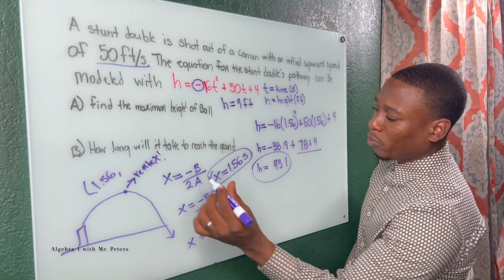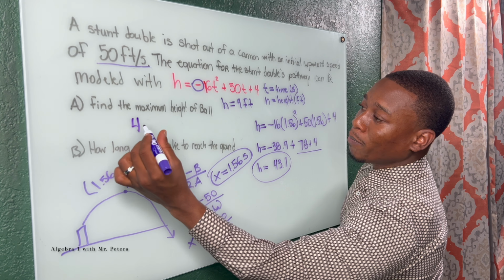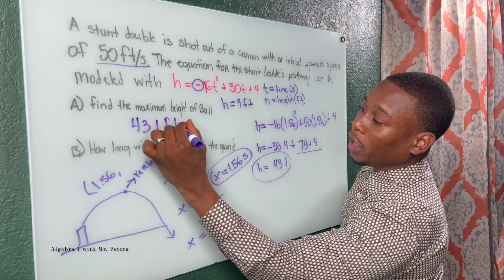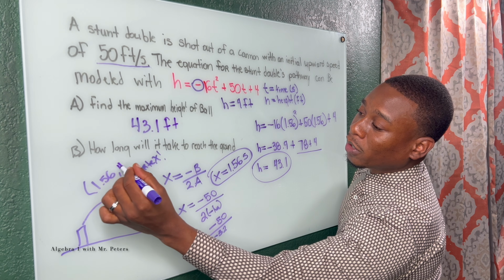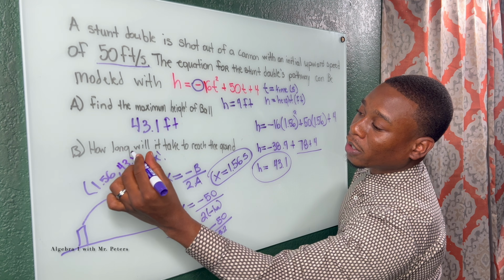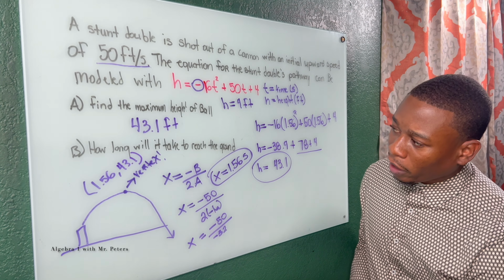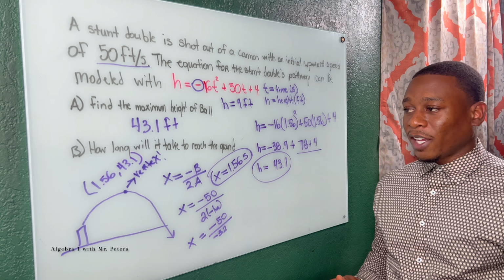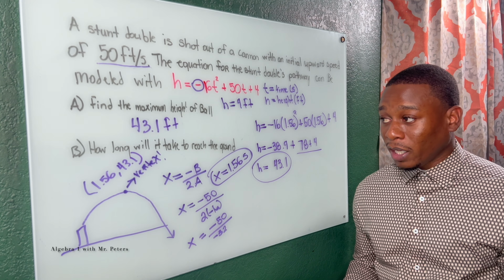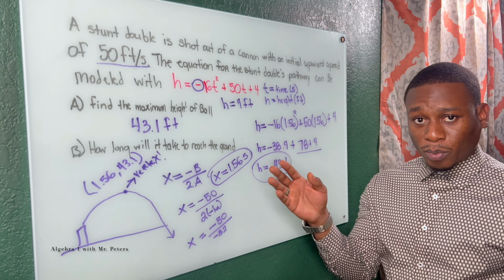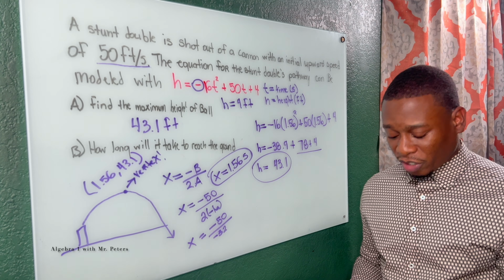So what does the answer represent? We know that the maximum height of the ball is going to be 43.1 feet. And then we can now fill this in for the vertex. So now we answered that question. And the second question asks us, how long will it take to reach the ground? So after we shoot the stunt double into the air, how long will it take them to reach the ground?